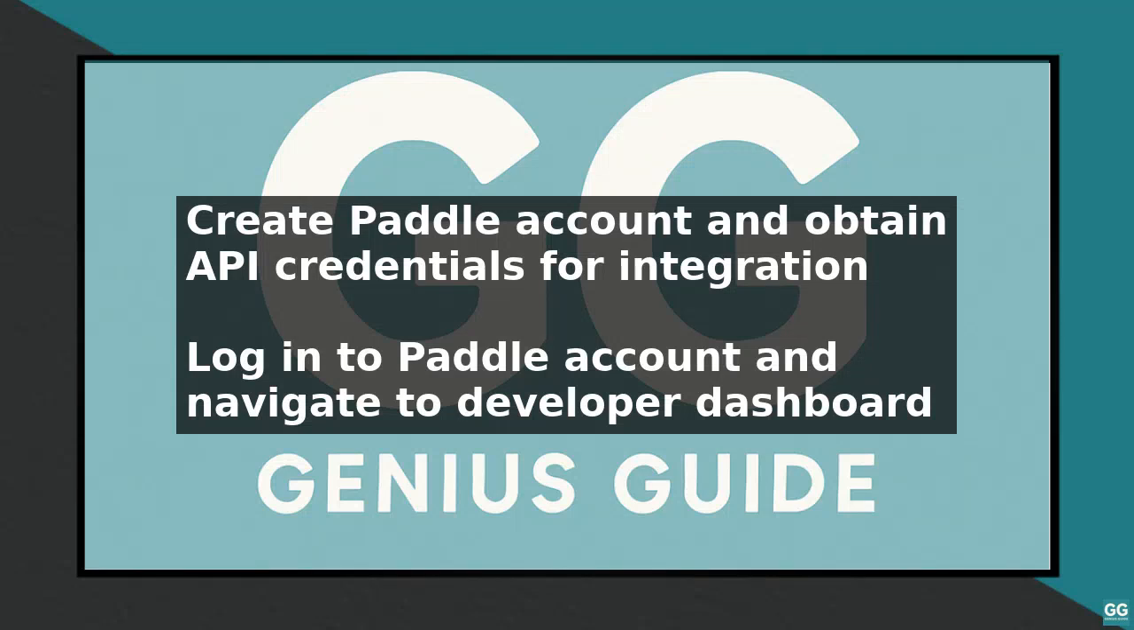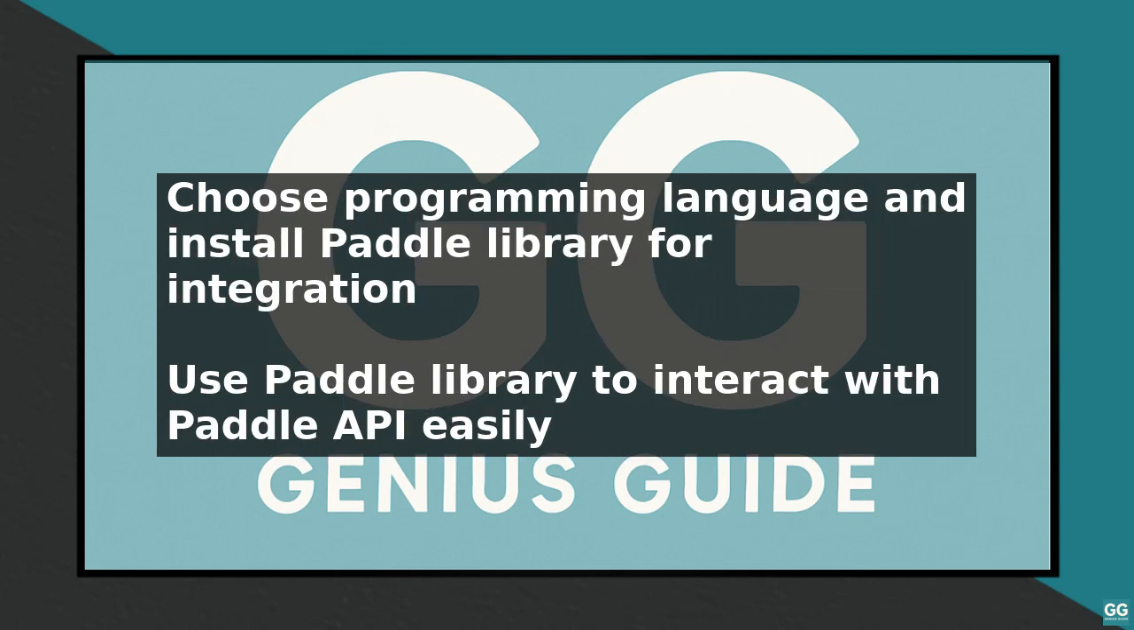Integrating Paddle subscription management into your business is a straightforward process that can help you manage recurring payments and grow your revenue. To get started, you need to create a Paddle account and obtain your API credentials, including your vendor ID and API key. First, log into your Paddle account and navigate to the developer dashboard, where you will find your API credentials. These credentials are used to authenticate your API requests and ensure that only authorized transactions are processed.